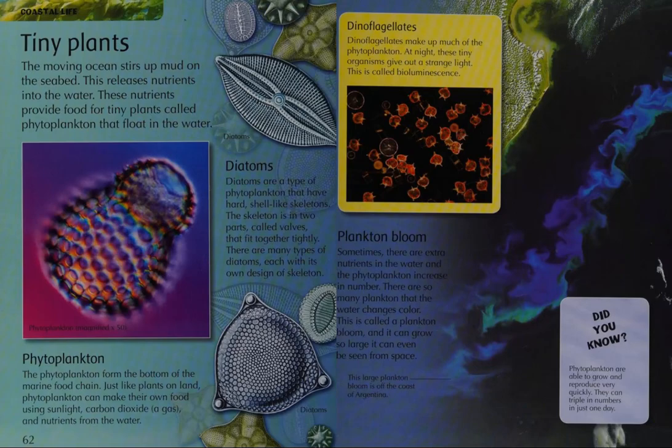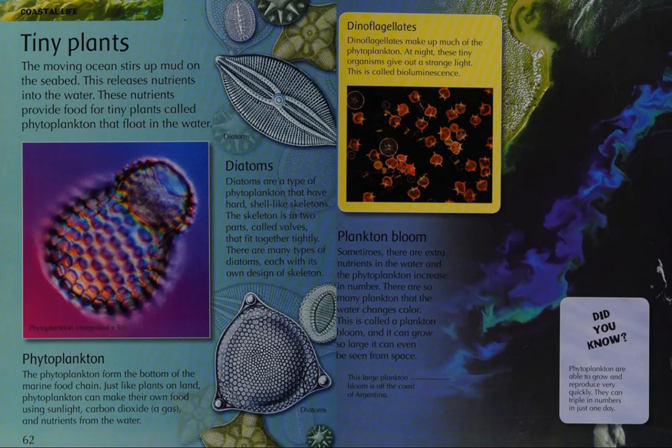Tiny plants. The moving ocean stirs up mud on the seabed. This releases nutrients into the water. These nutrients provide food for tiny plants called phytoplankton that float in the water. Diatoms. Diatoms are a type of phytoplankton that have hard, shell-like skeletons. The skeleton is in 2 parts, called valves, that fit together tightly. There are many types of diatoms, each with its own design of the skeleton.